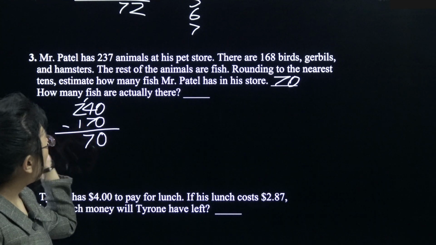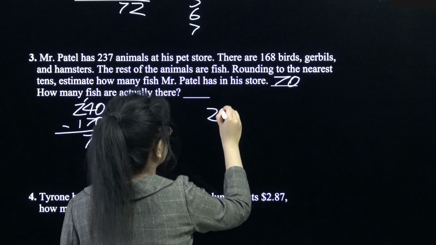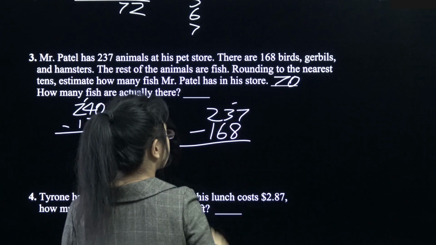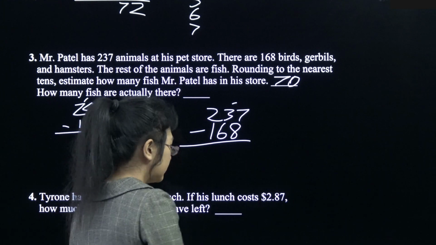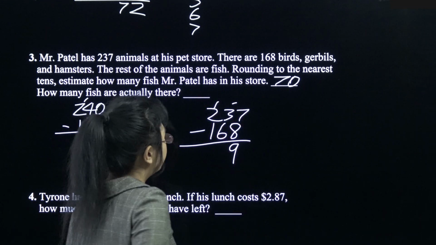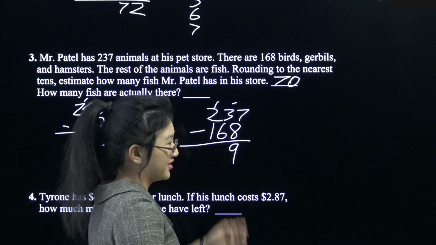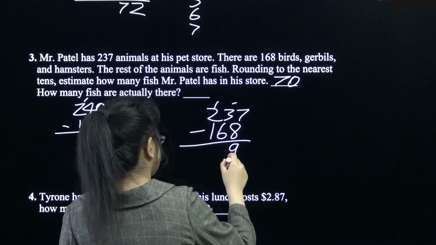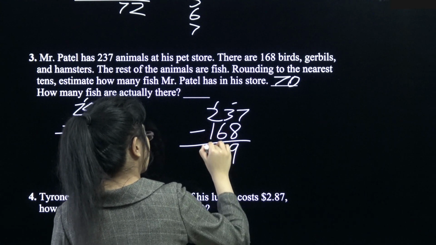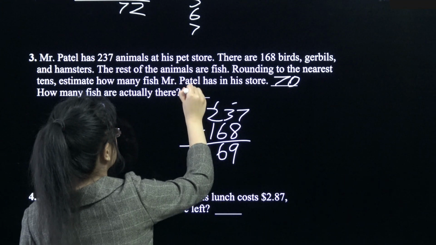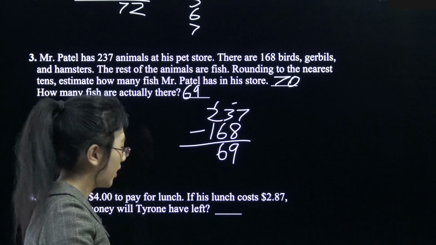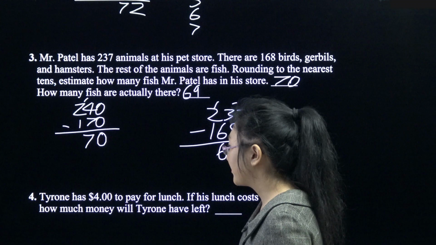But how many fish are actually there? Well, 237 minus 168. 17 minus 8, because we regrouped, is 9, and we have to regroup again, because 2 minus 6 obviously doesn't work. That'd be 12 minus 6 equals 6, now. And 2 minus 1 equals 1, and 1 minus 1 equals 0. He actually has 69 fish. That's really close to 70. We're one off, which honestly isn't that bad.